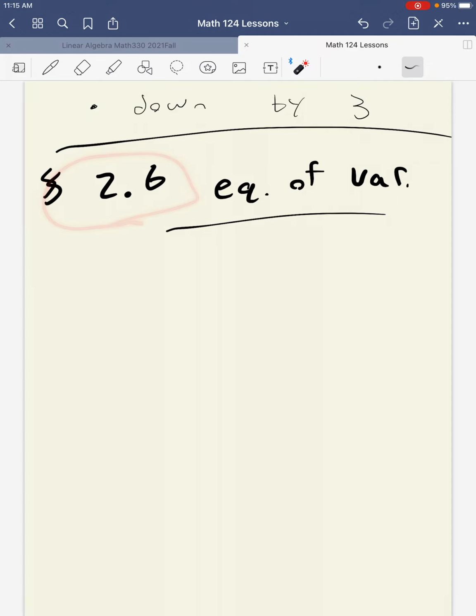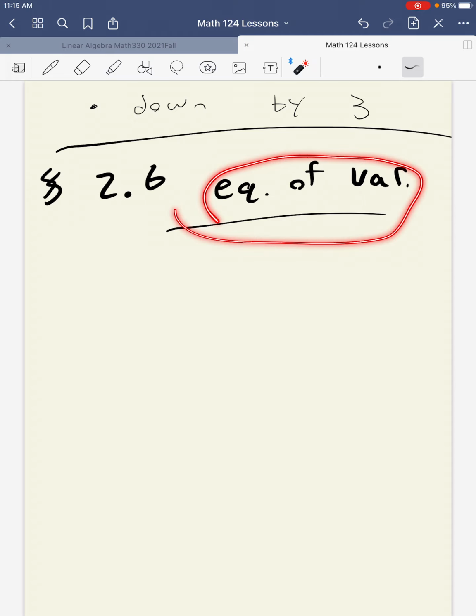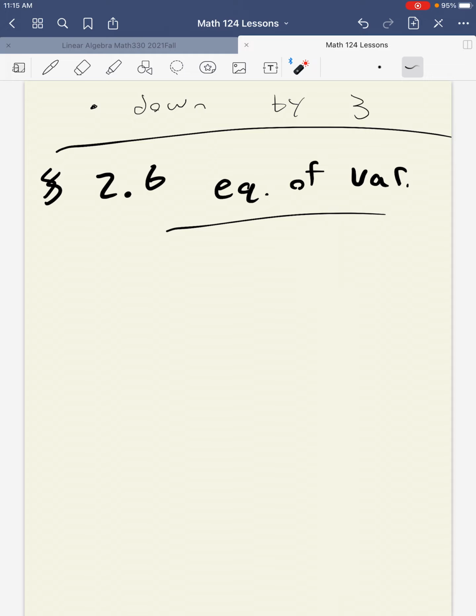Hello class, this is 2.6 and we deal with a few problems that are called equations of variation. Now this is a pretty short and easy section in your homework, so I will just leave this as a short and easy lesson. I'll just do a couple examples that you may encounter in the homework.